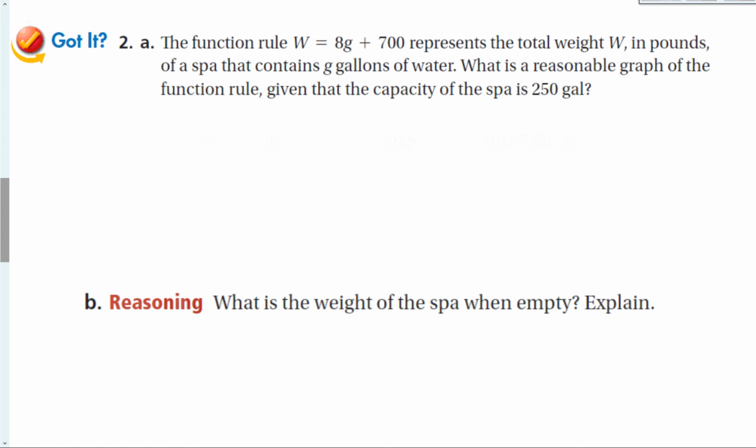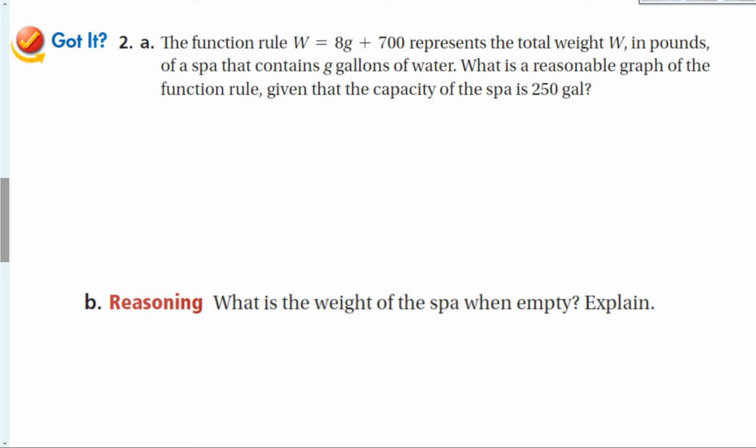The function rule W is equal to 8g plus 700 represents the total weight in pounds of a spa that contains g gallons of water. So what is a reasonable graph of the function rule given that the capacity of the spa is 250 gallons?